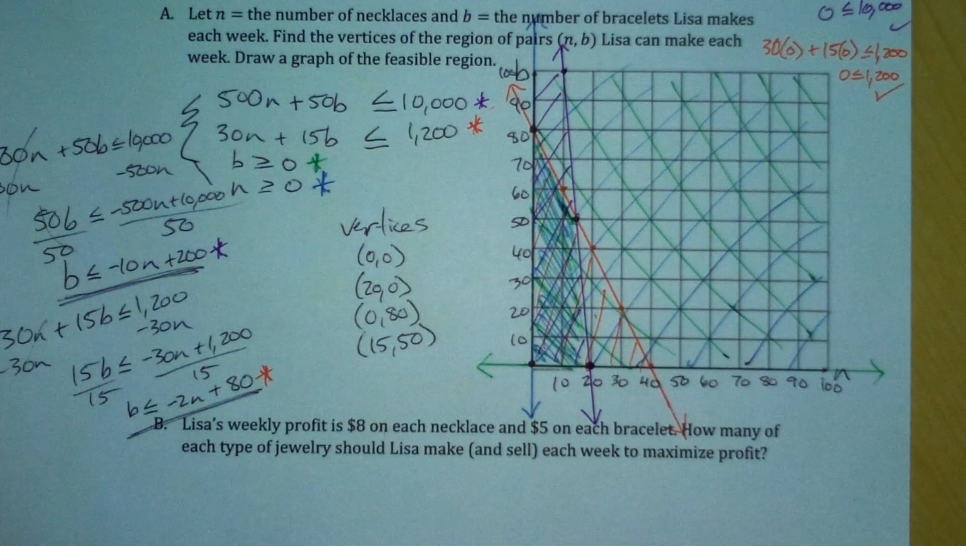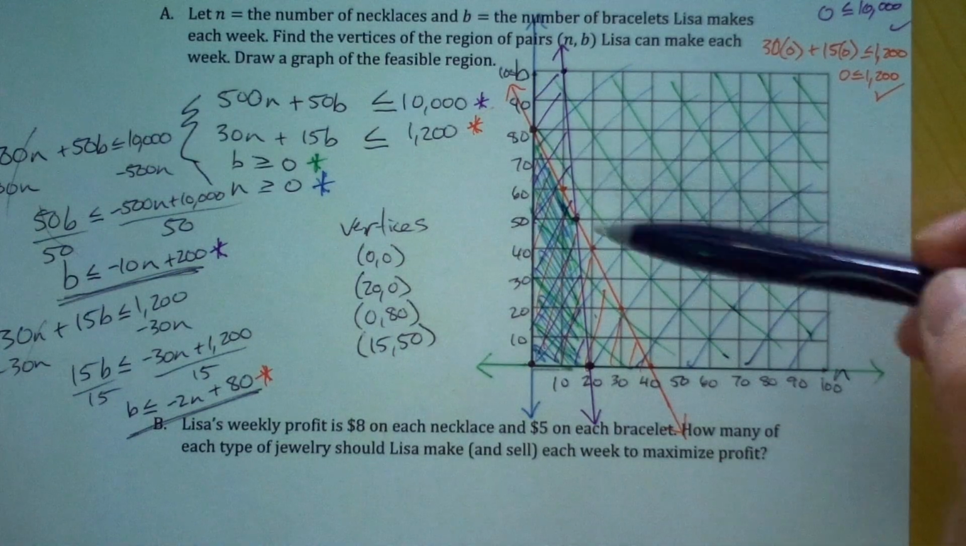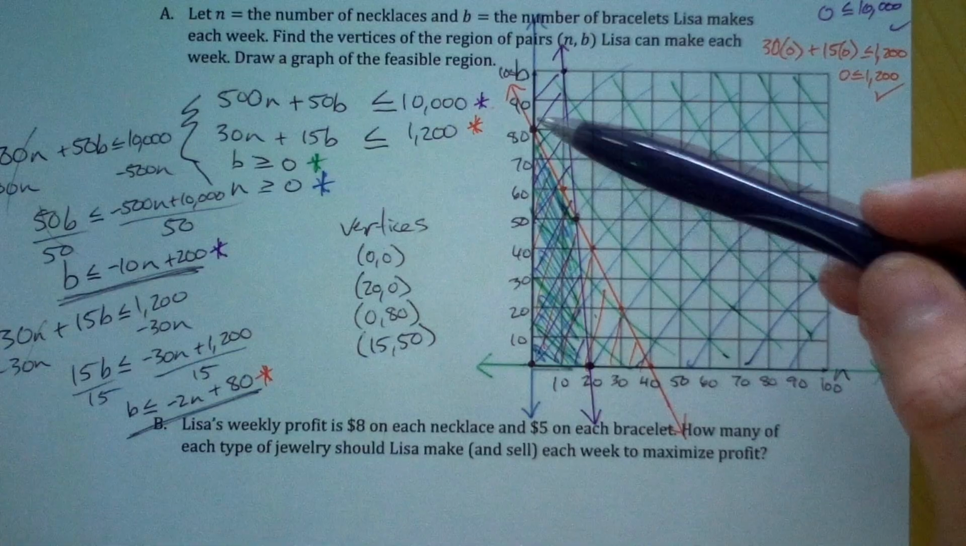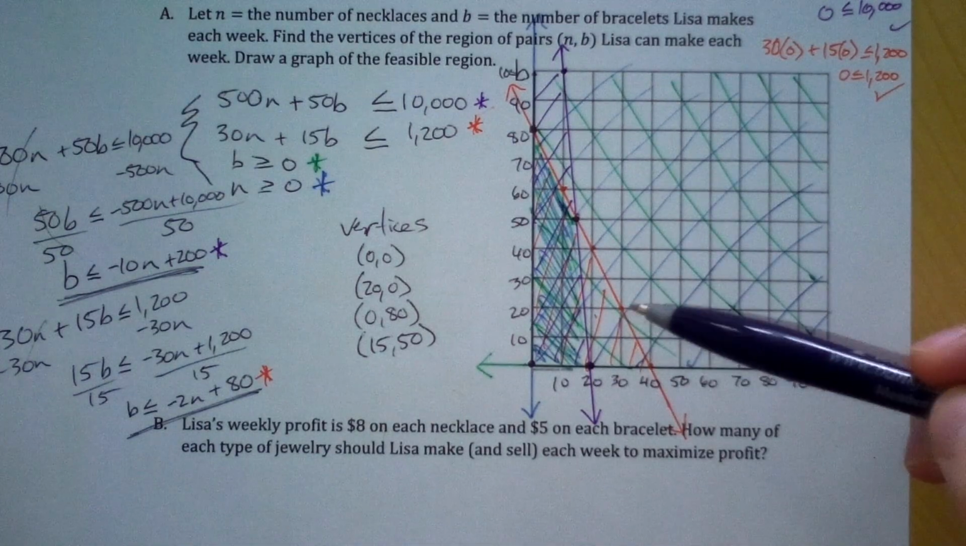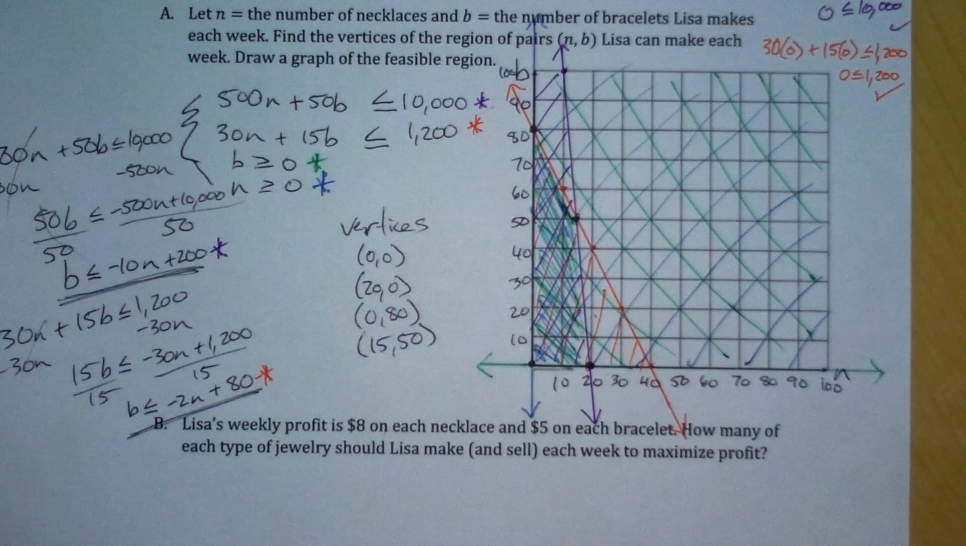Next one we're checking is the 0, 80. Same thing. Profit is equal to 8 times 0 in this case, plus 5 times 80. So that's 0 again. 5 times 8 is 40, plus a 0, 400. So that's a profit of $400, which is pretty good.